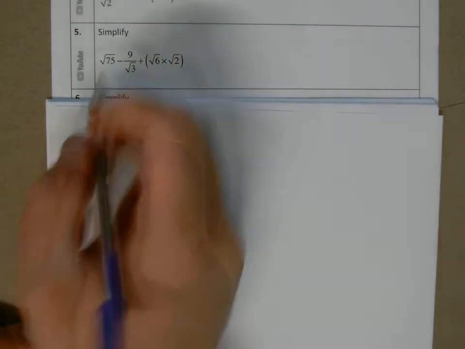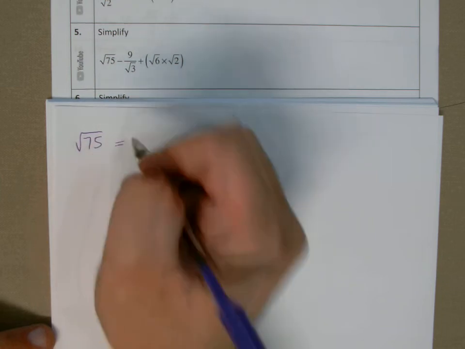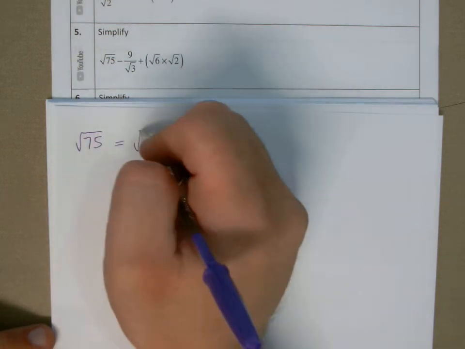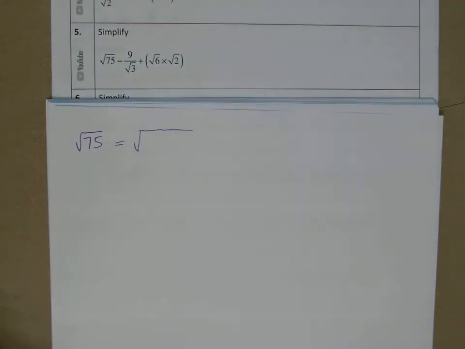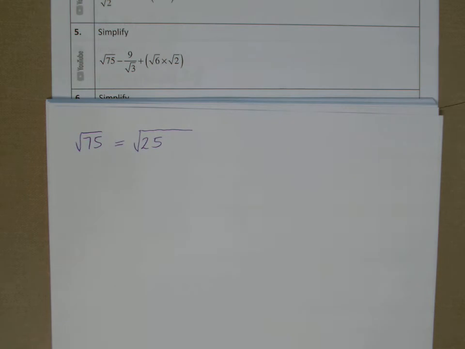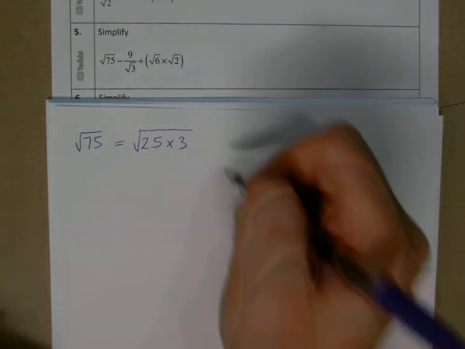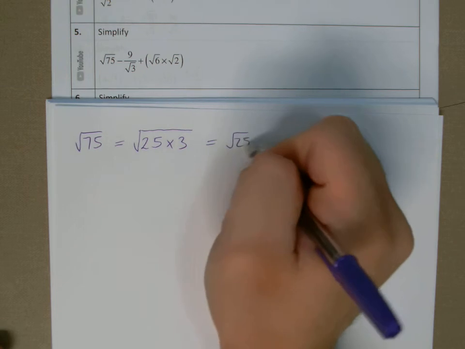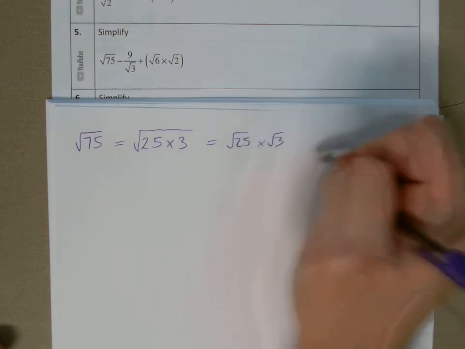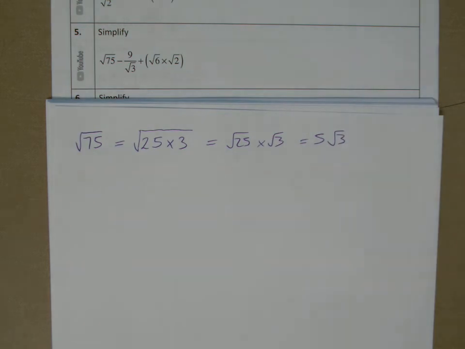But if we're not sure, we just take the first surd, root 75, and think of a pair of numbers that multiply to give 75. And of course 25 goes into 75, and I know 25 is a square number, so 25 times 3 gives me 75. If I split that up, the square root of 25 is 5, so that'll be 5 root 3.